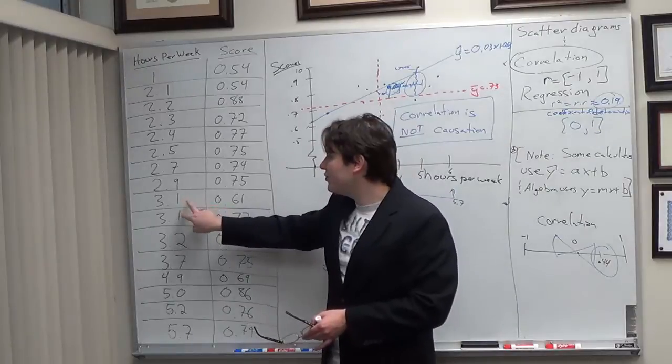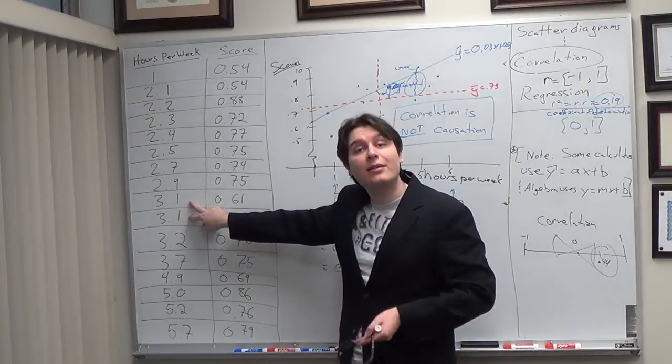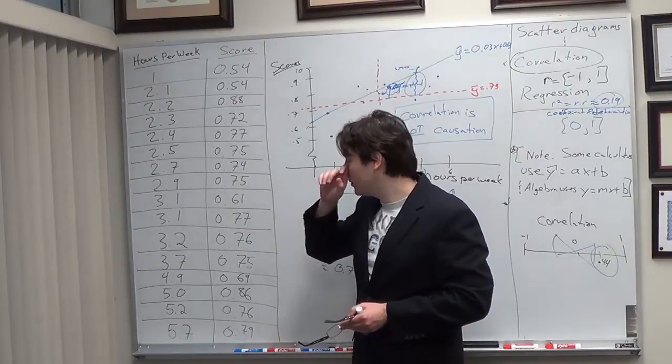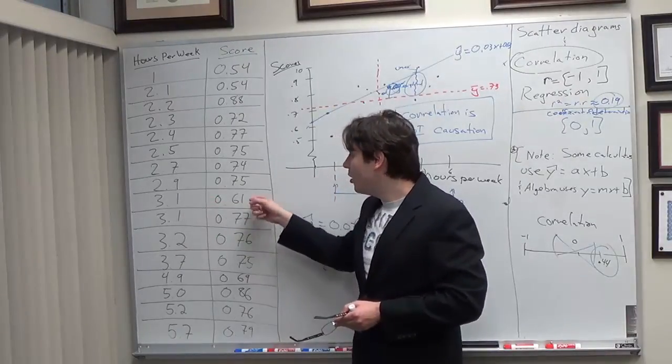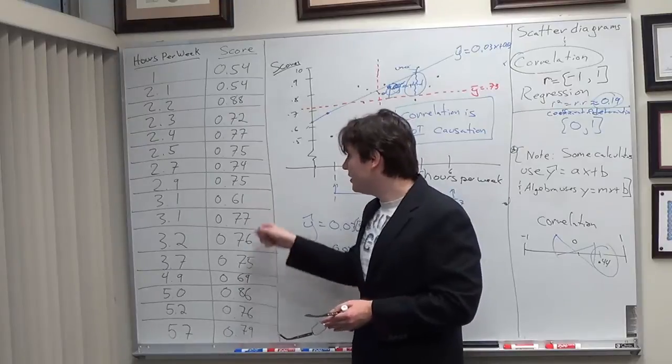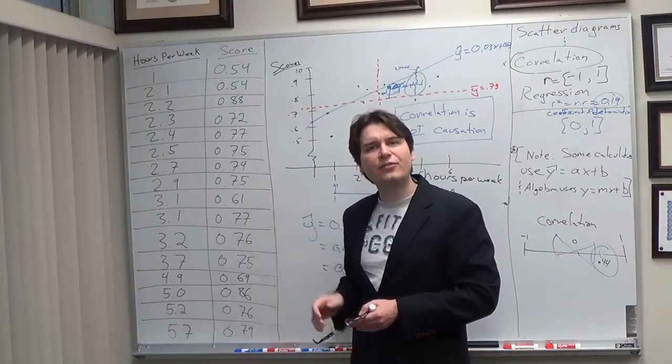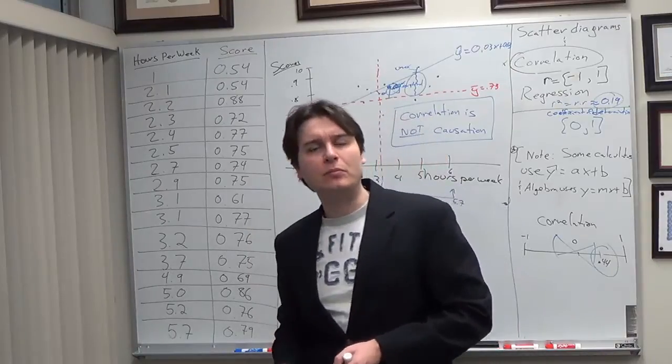Notice that here's two students who spent exactly the same amount of time, 3.1 hours per week. 3 hours and a few minutes. One student scores a D, and the other student scores a high C. That's a lot of difference between these two students.